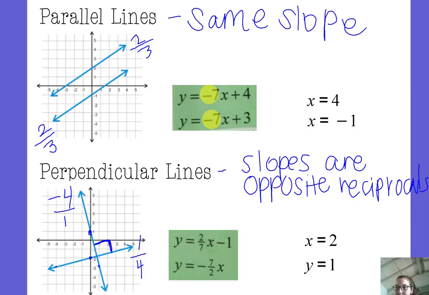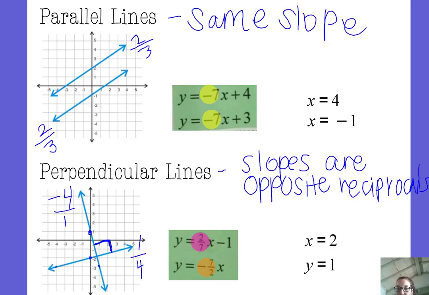Okay, here's another example. This slope is +2 over 7, and if you flip it, it'd be 7 over 2, and then change the sign, -7 over 2. These slopes are opposite reciprocals of each other, so these lines are perpendicular.